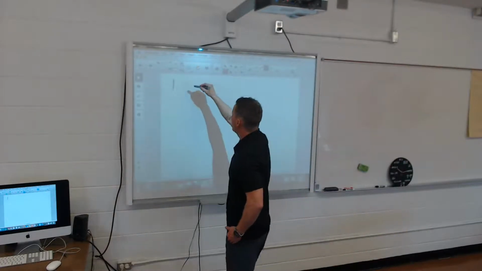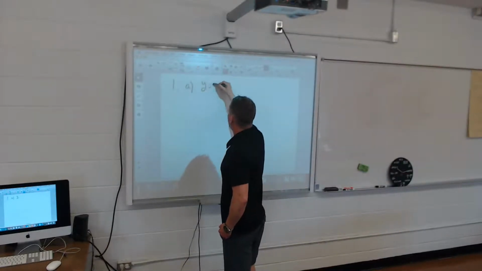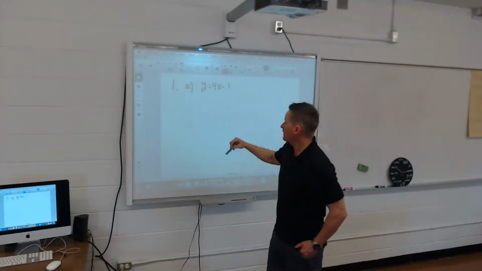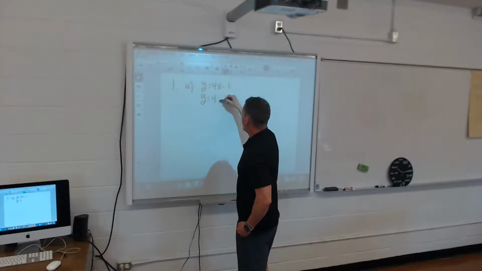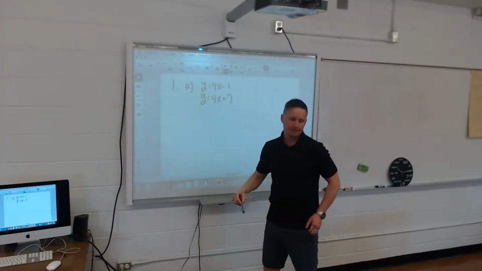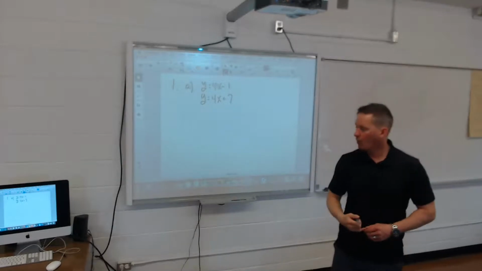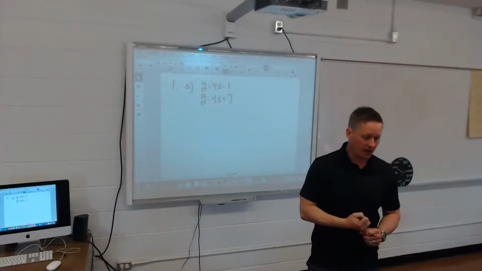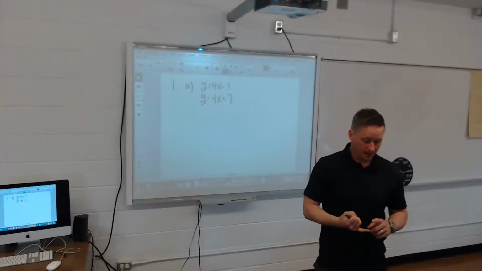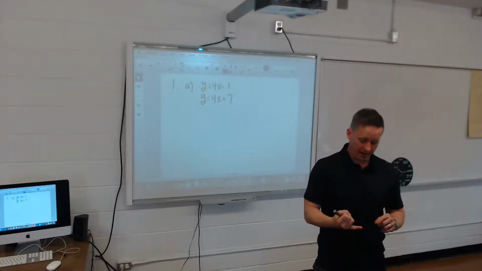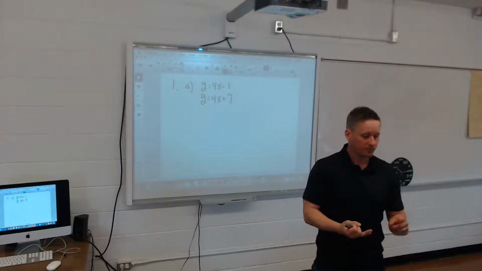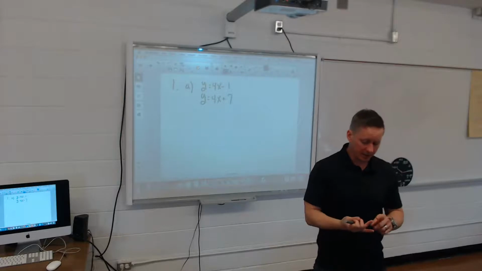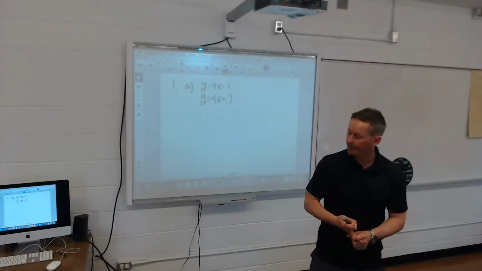Okay, so equation number 1, y equals 4x minus 1, and y equals 4x plus 7. All right, so what do we notice? Well, the first thing that we notice is their slopes are equal. So if their slopes are equal, we're either going to end up with parallel lines or the exact same line. So how do I determine whether it's parallel or the same line?